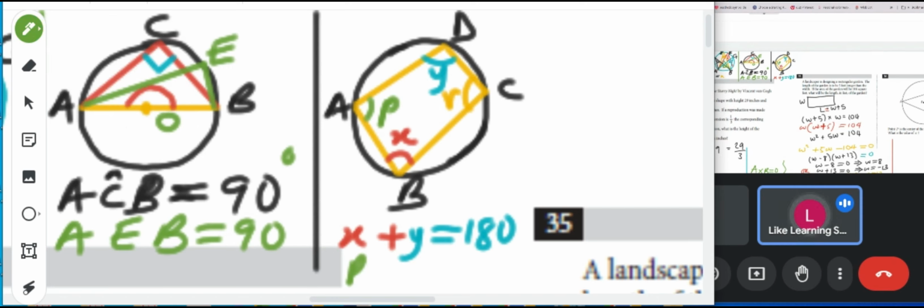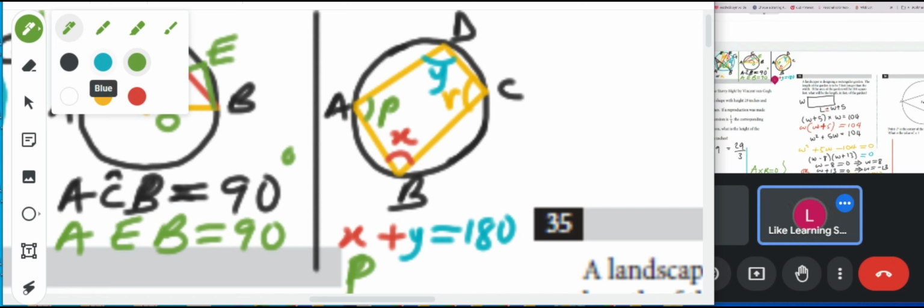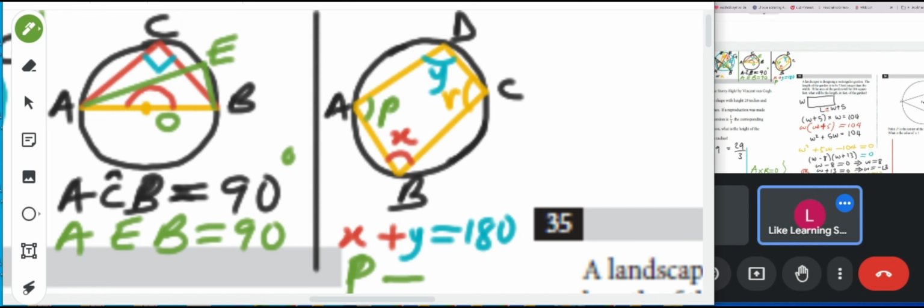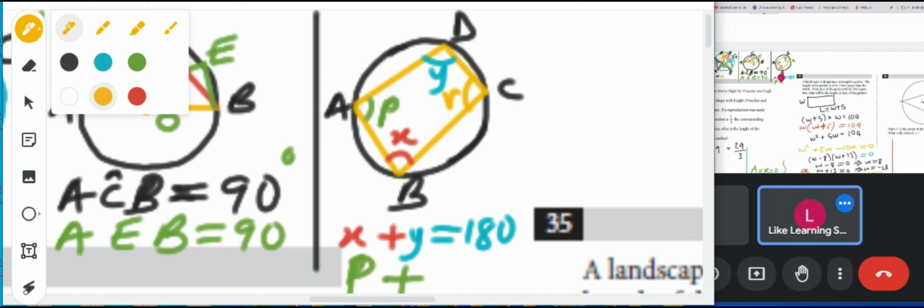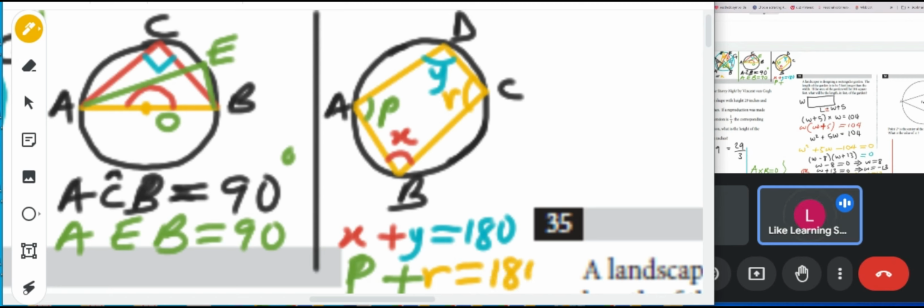By the way, we call them supplementary angles. Supplementary angles sum up to 180. Complementary angles sum up to 90. The beautiful words of maths. Okay, X plus Y is 180, P plus R is 180.